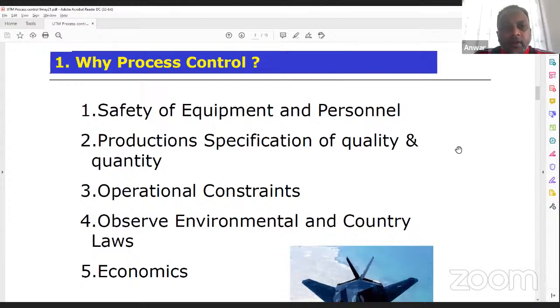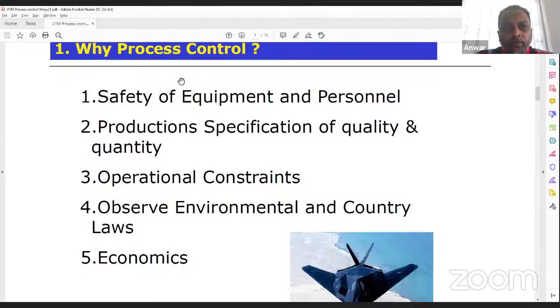So the first thing, when we talk about process control, we come to the safety of equipment and also personnel. Safety is basically the main focus. As an engineer, regardless of the type of engineer, when we are working in industry, safety will be our first and foremost consideration whenever we design anything.